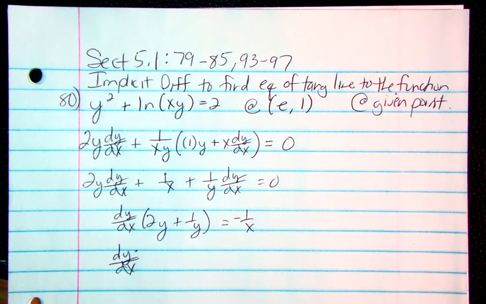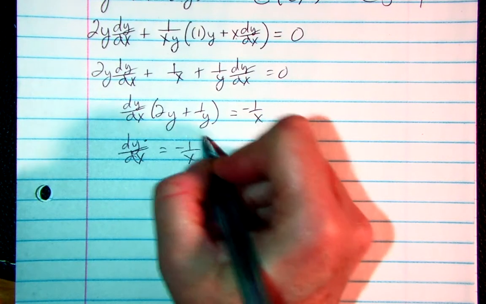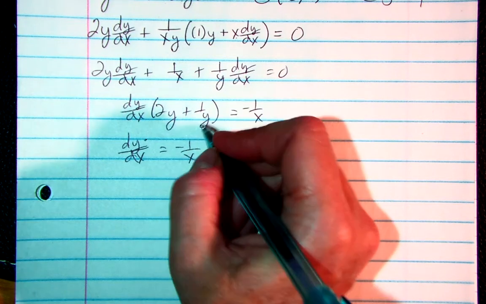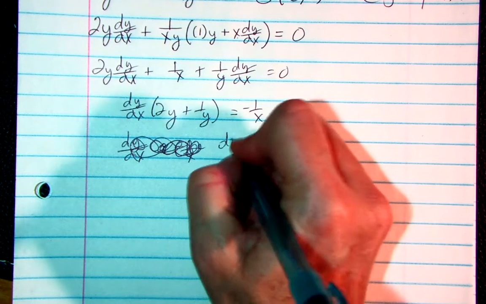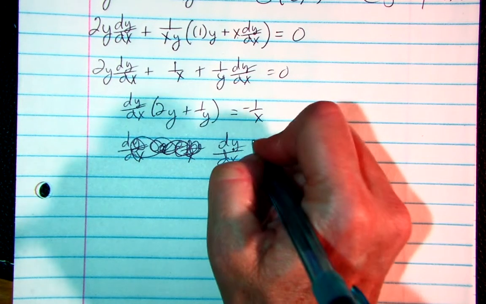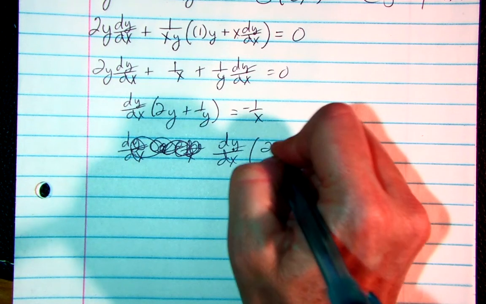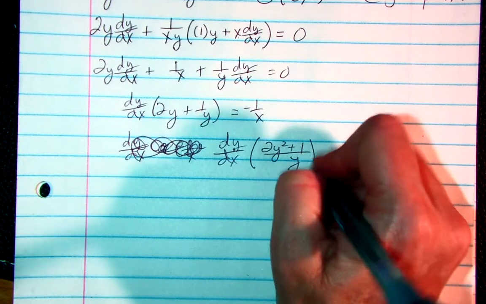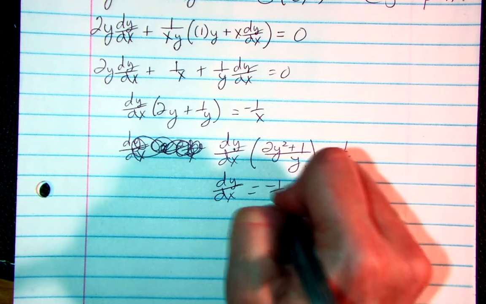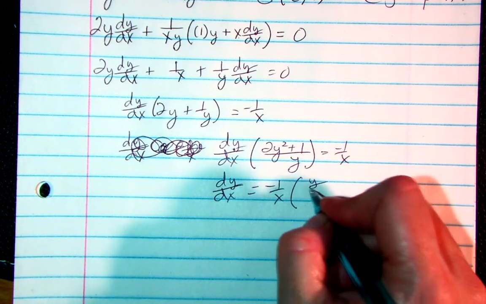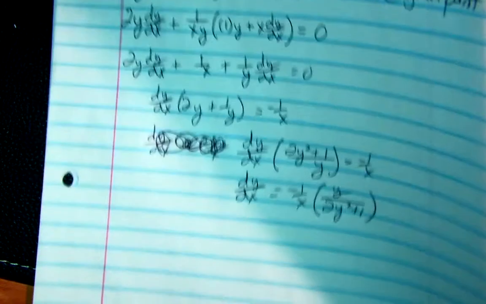dy/dx, let me scoot this up, equals negative 1 over x. Well, let me go ahead and find a common denominator first. Maybe we want to do that. Now let's do dy/dx multiplied by the reciprocal. Okay, so now we have that there.